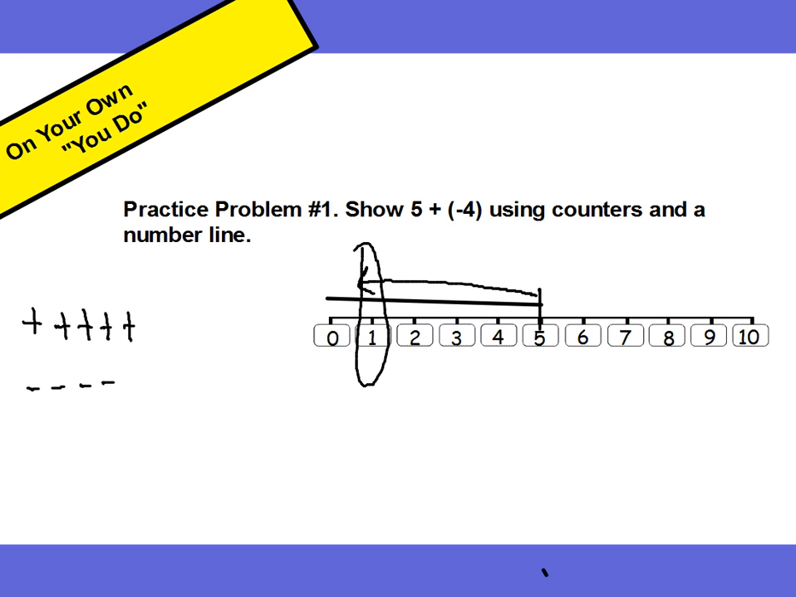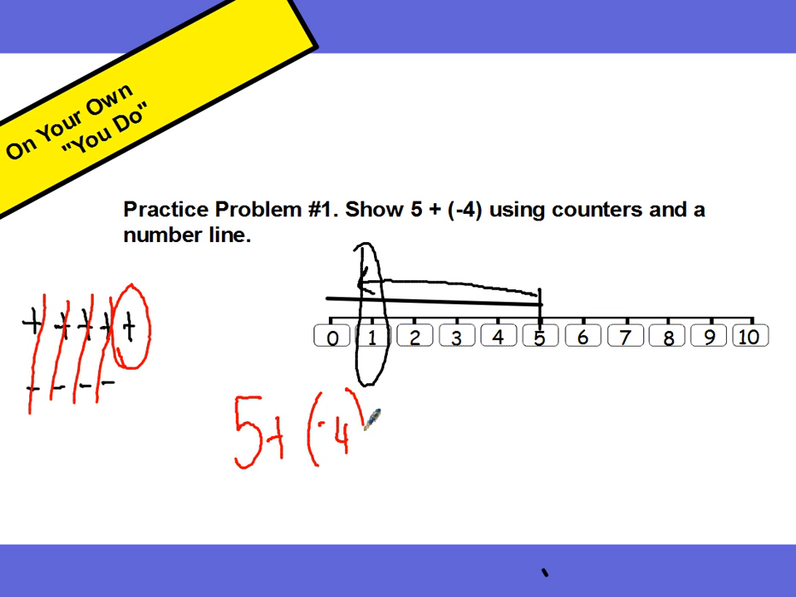Okay, so let's check our work. I have my 5 positive counters and my 4 negative counters. And when I get rid of my 0 pairs, I'm left with positive 1. And over here on my number line, I went over positive 5 and back 4, which leaves me with positive 1. Either way, 5 plus -4 equals positive 1. Make sure you have the problem and you've boxed your final answer.